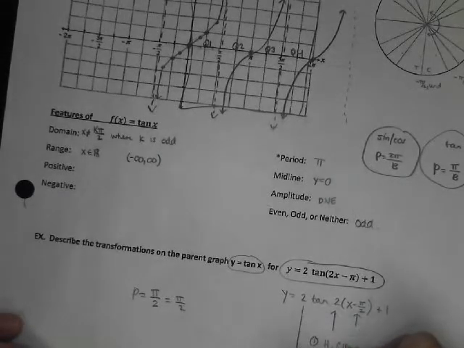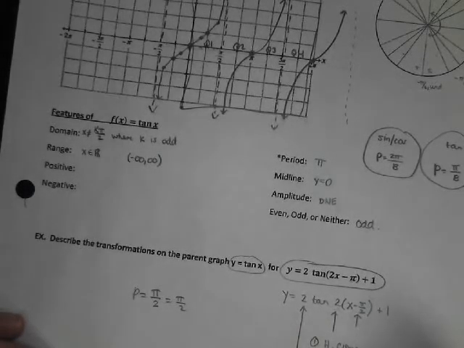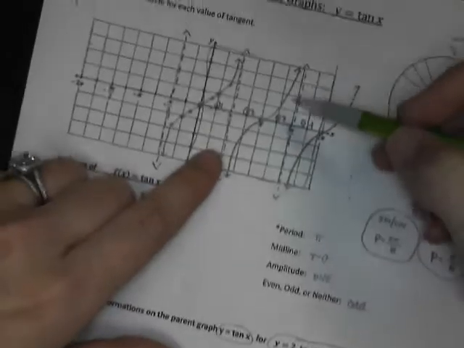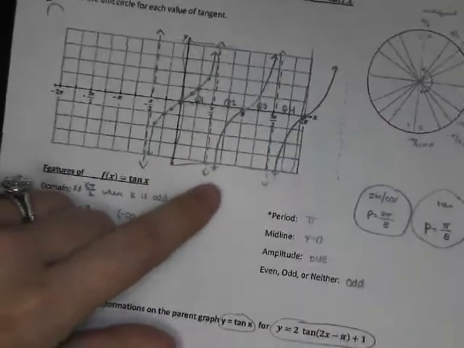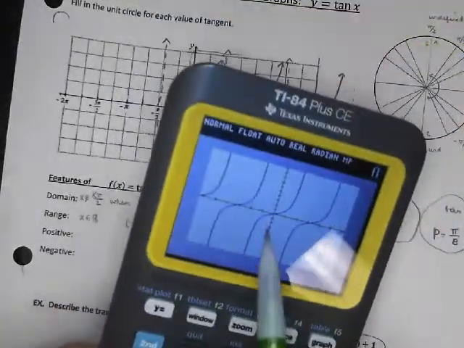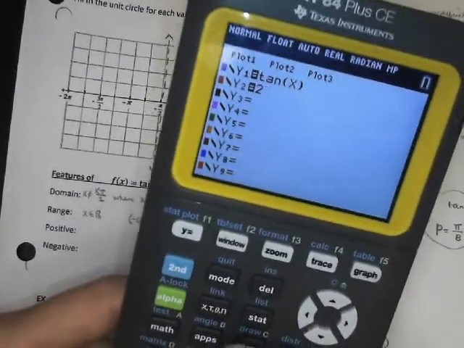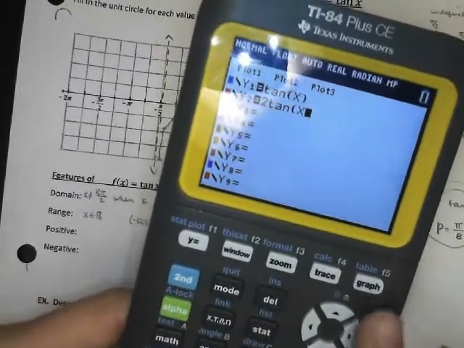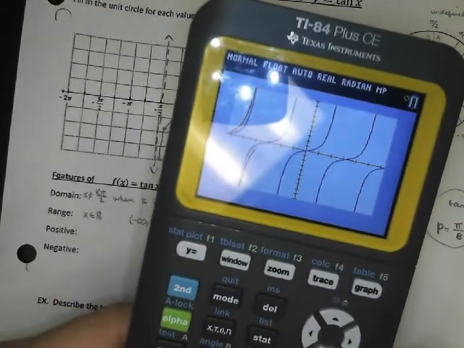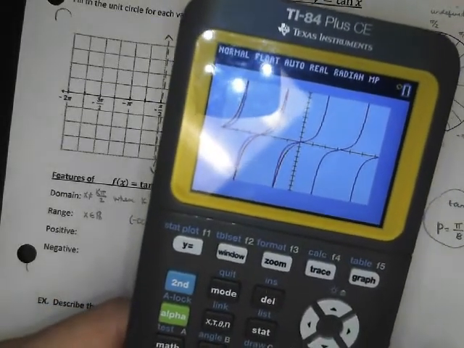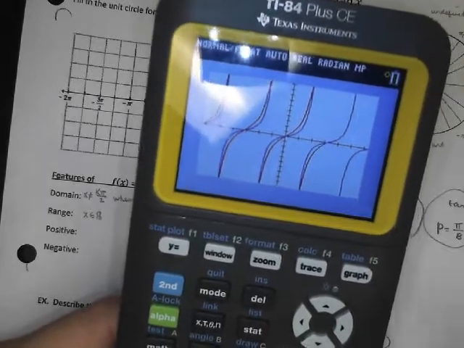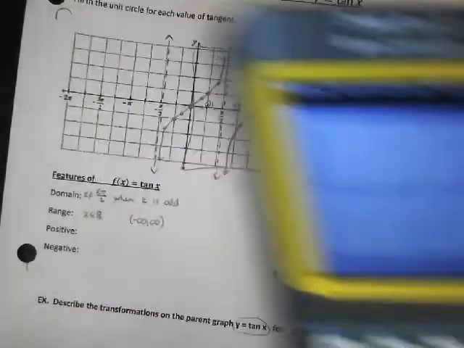Then would come that guy, which is a vertical stretch by 2. That's not going to really do much other than kind of flatten these. They won't have so much of a curvature. They'll kind of stretch out. I'll just even do this one and change it to 2 tan x. And you'll see just how they stretch a little bit more flat than the parent graph.